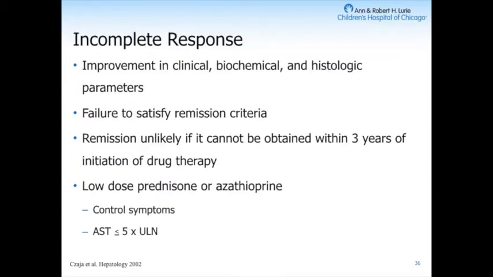Now, an incomplete response, I would say, is one of the harder things to treat or even to follow. You have improvements in clinical parameters, but you don't have complete normalization. And if you don't achieve normal numbers within about 3 years, then you're unlikely to really achieve normal numbers. You may need to stay on both prednisone and azathioprine, or you may need to switch the medication as well.